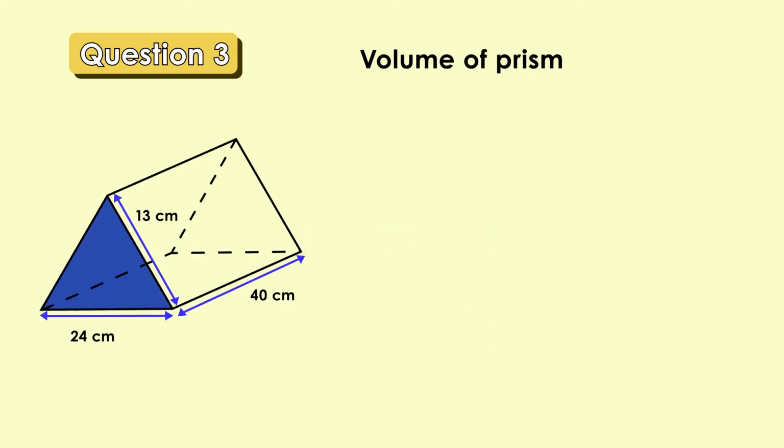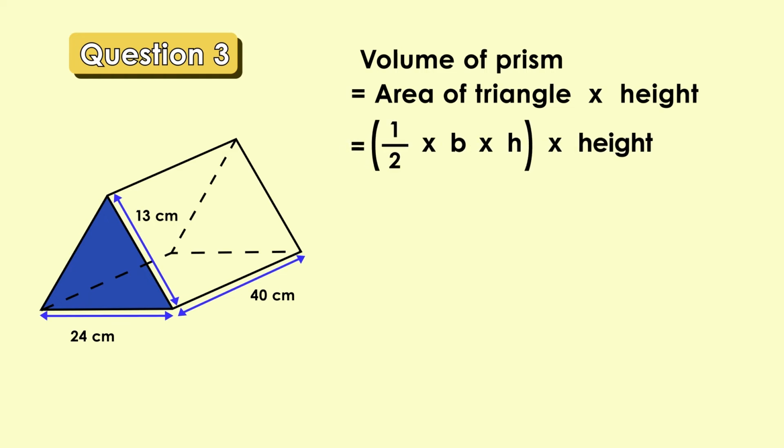First, let's determine the shape of the cake loaf. From the diagram, we can see that the cake loaf is a triangular prism. We start off by finding the area of a triangle, which is 1/2 times the base times the height of the triangle. Then, to find the volume of the triangular prism, we use the area of the triangle multiplied by the height of the prism.